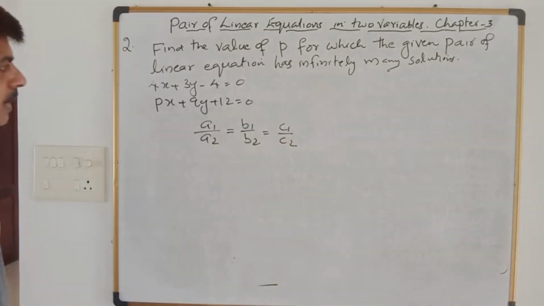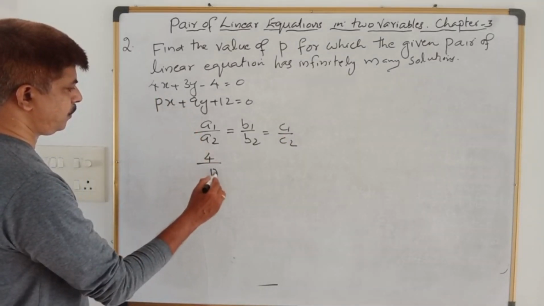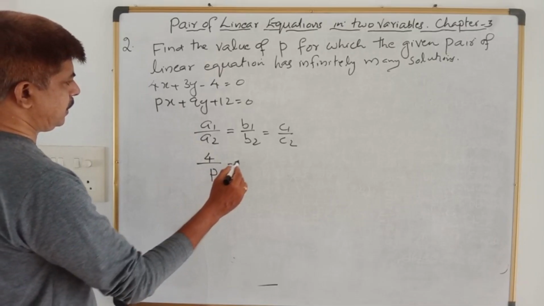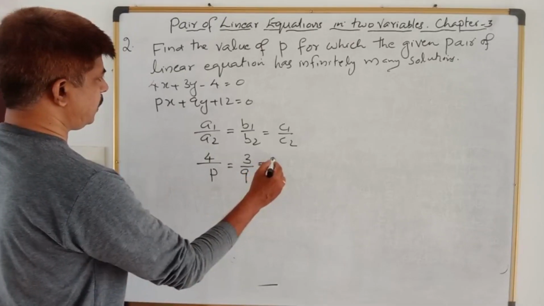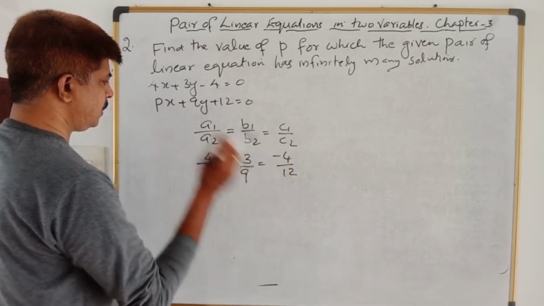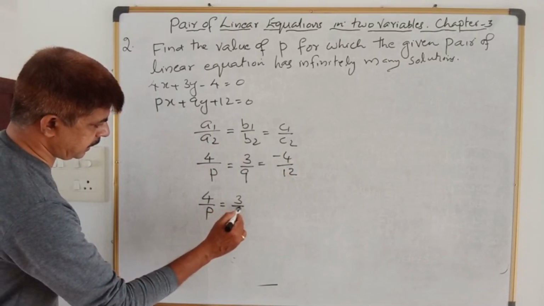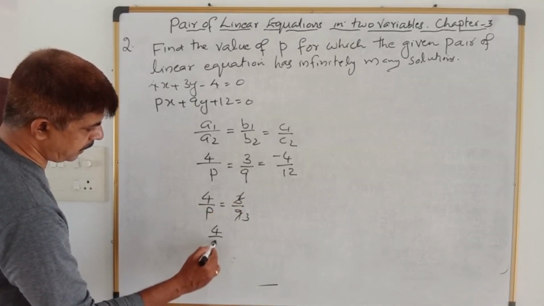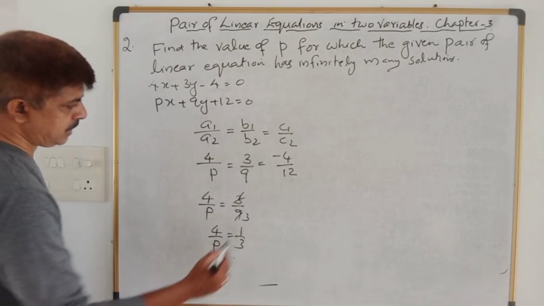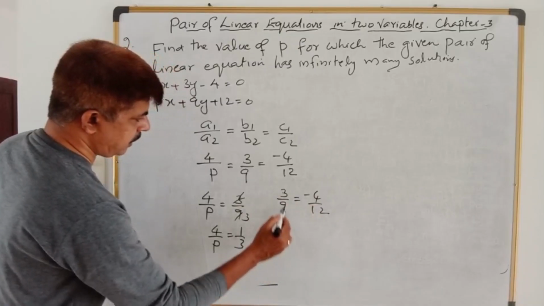For any value of p, will this pair of equations give you infinitely many solutions? Let us see. a1 is 4, a2 is p, b1 is 3, b2 is 9, c1 is minus 4, c2 is 12. So when we check the first two, 4 by p is equal to 3 by 9. 3 can be cut, so we are getting 4 by p is equal to 1 by 3. Now we check the second case, 3 by 9 is equal to negative 4 by 12.